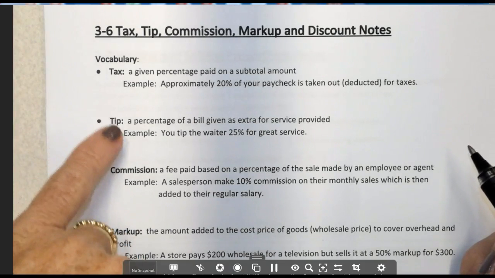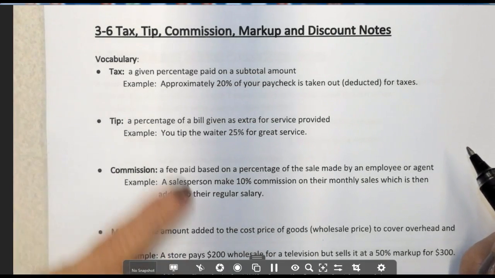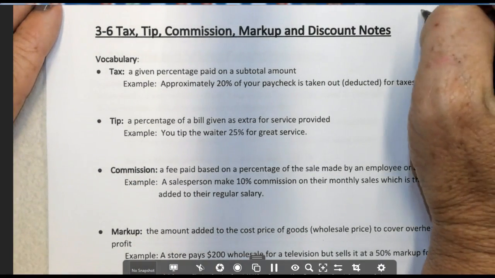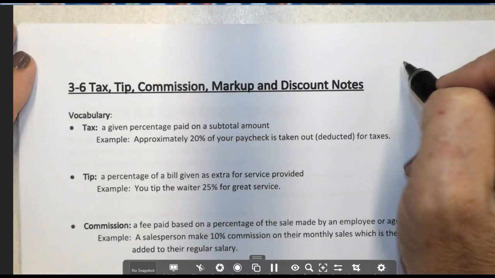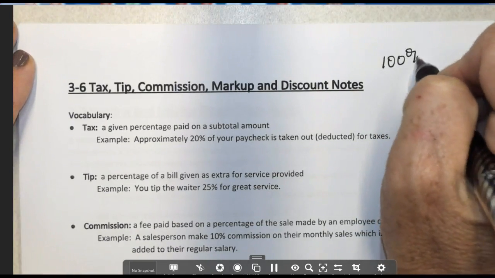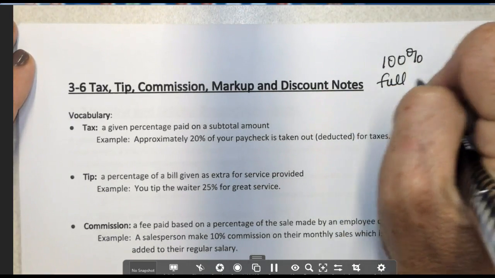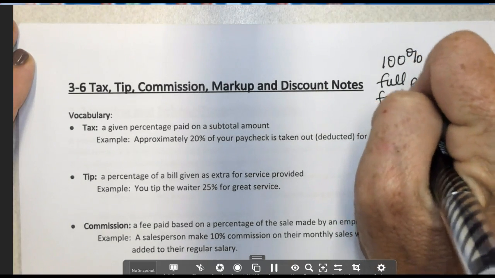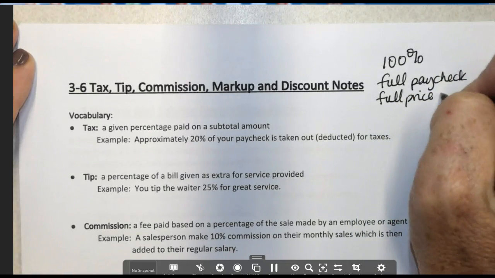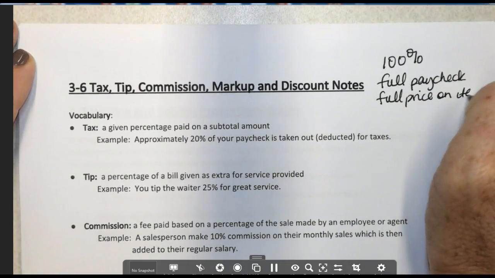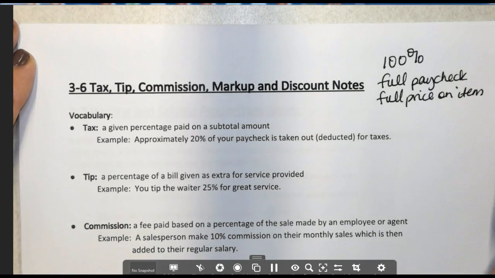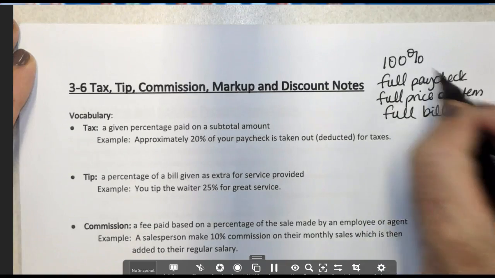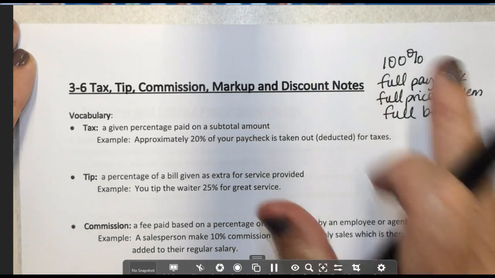So, first thing that you need to understand before you apply any of these is that when you pay full price for something, mathematically that means that you're paying 100%. So, if you get a full paycheck before they take taxes out, full price on an item, the full bill at a restaurant, mathematically we consider that 100%. So I just want you to keep that in mind for a minute.